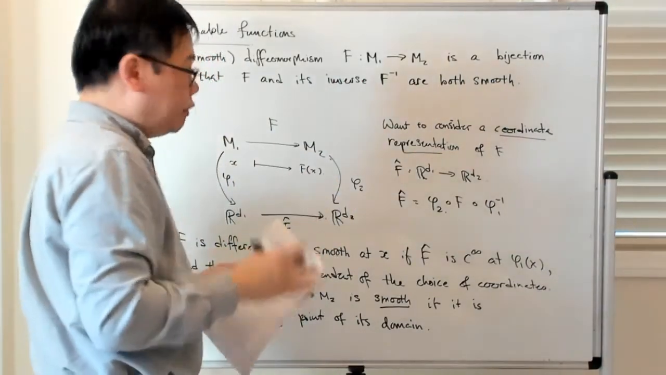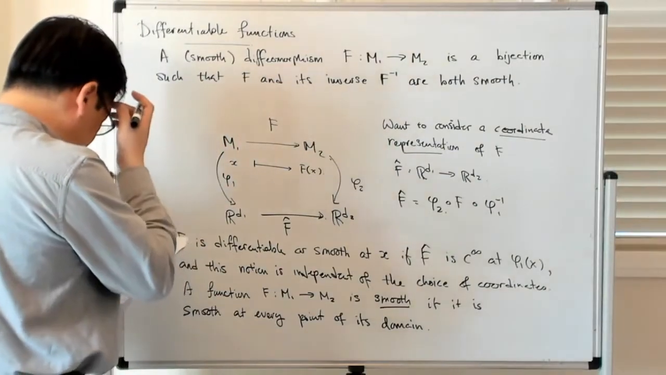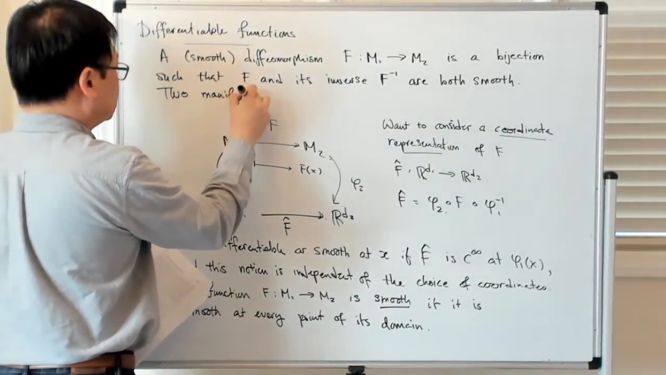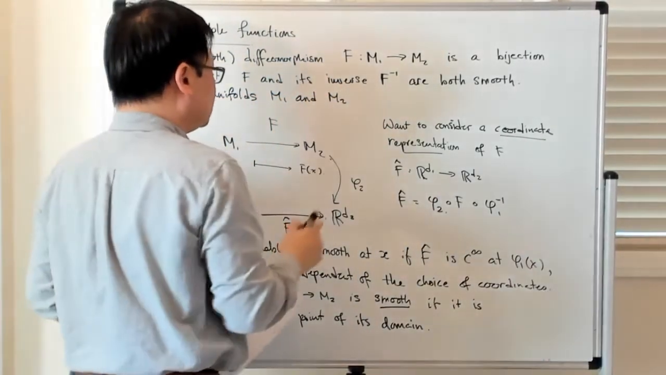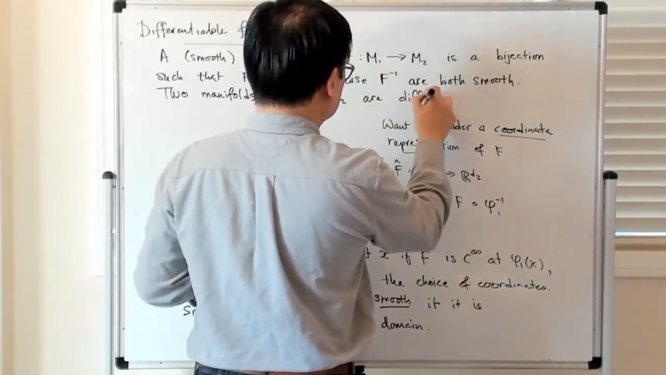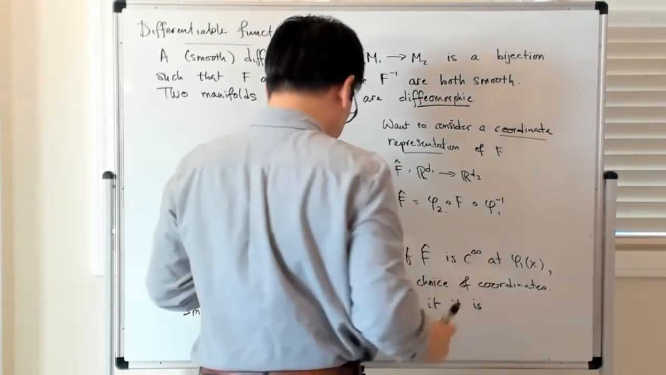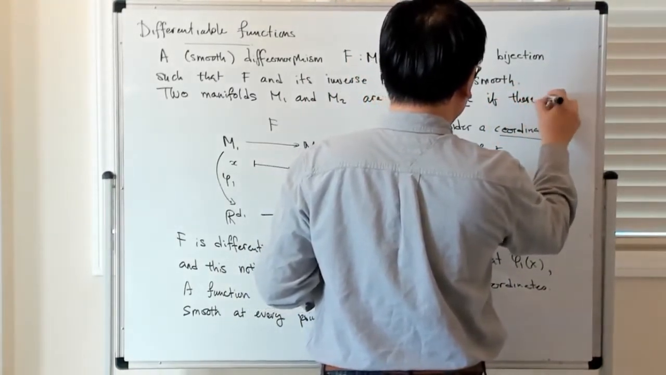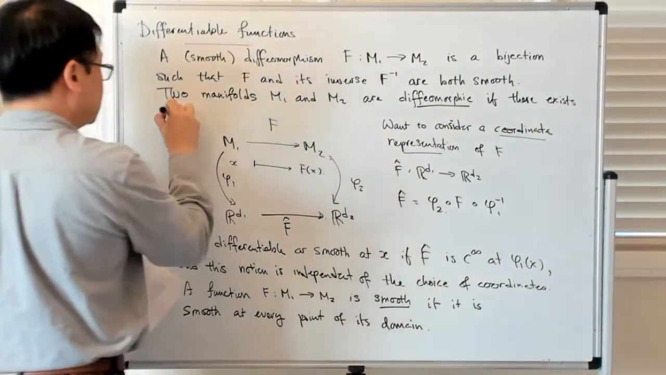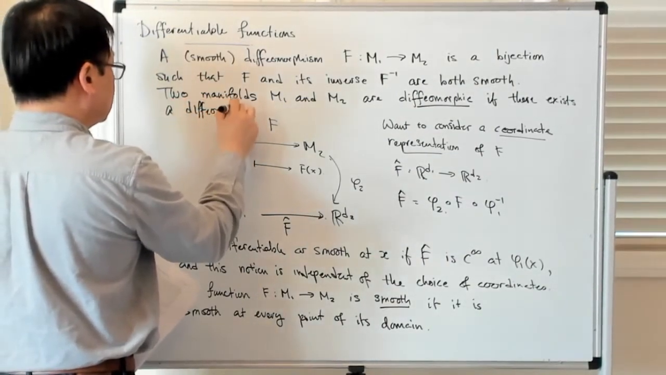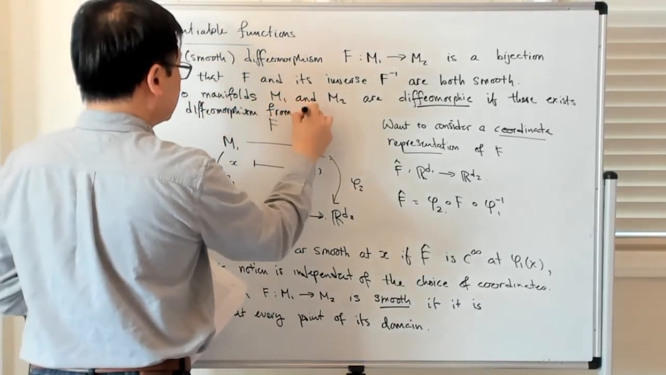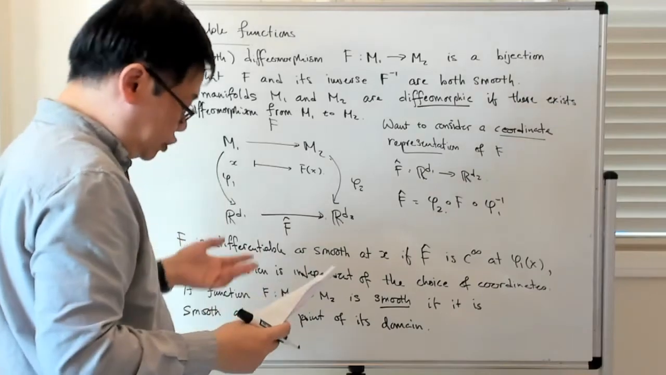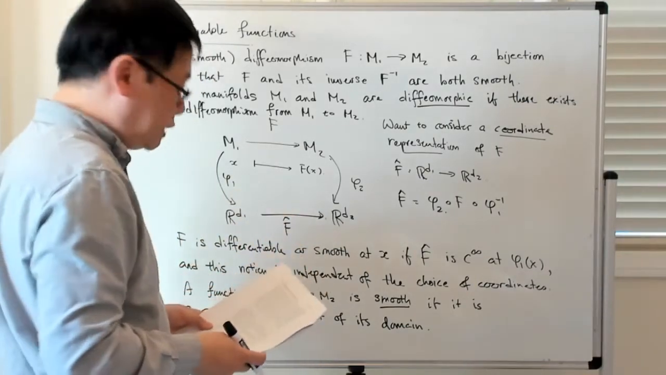Okay, and in this case, if you have this, then we say that M1 and M2 are diffeomorphic. So two manifolds M1 and M2 are diffeomorphic if there exists a diffeomorphism from M1 onto M2. Then for the purposes of this course, for the most part, we're going to assume that all functions are smooth, unless explicitly stated otherwise.